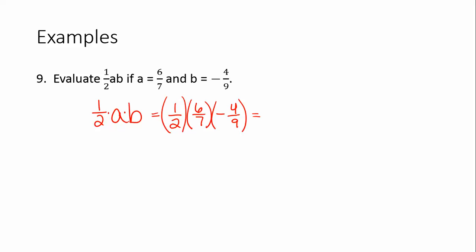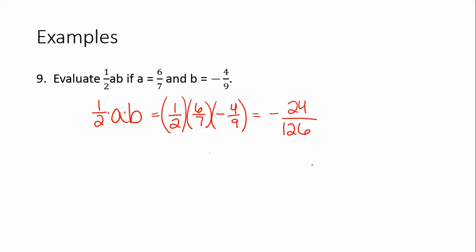1 times 6 times 4. Notice it's a positive times a positive times a negative. Our final answer should be negative. So 1 times 6 times 4, that's 24. On the bottom, 2 times 7 times 9. Well, 7 times 9 is 63. 63 times 2 is 126.